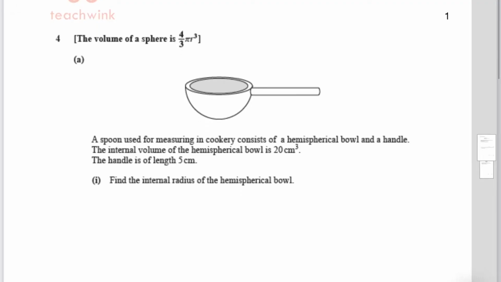Hi guys, so we have an O-level past paper question from the year 2015. The session is October-November. This is question number 4. This question is solely based on mensuration. So let's start. In the question, they've given us a spoon.